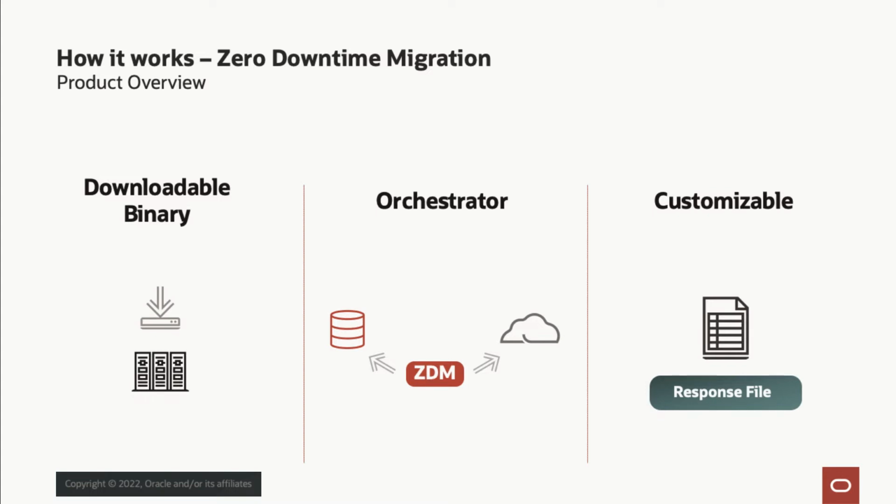ZDM is a downloadable binary. It's around 800 megabytes. You download it on a compute node in OCI, or on a VM on your premises. As long as it has Oracle Linux 7, we're good with it. It's really simple to install, deploy, then configure, and provide access to the source and target databases from within it. And then it will take care of orchestrating the migration from on-premises to the cloud or to Exadata on-premises.